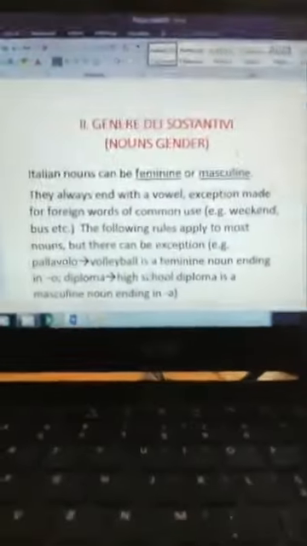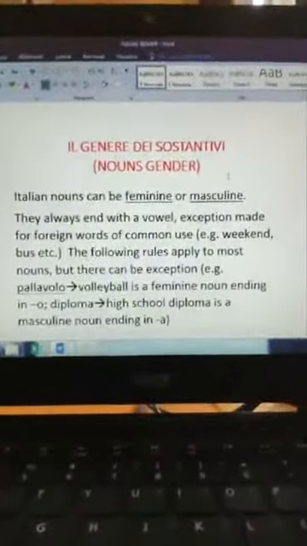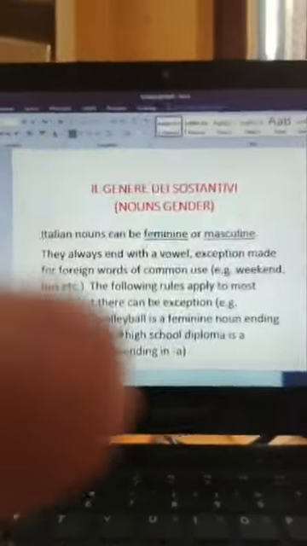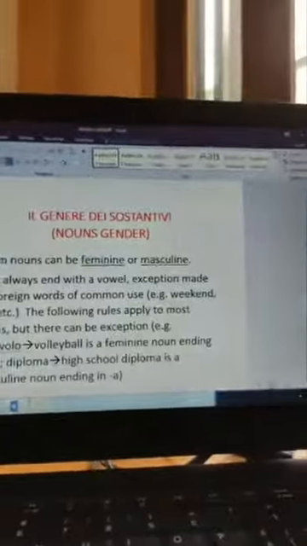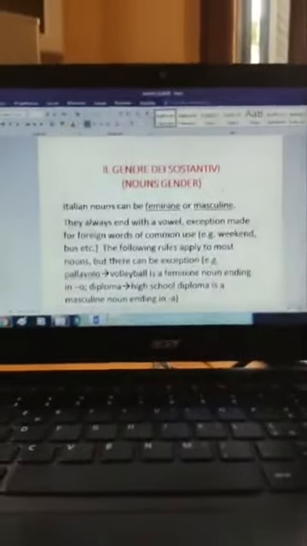Okay, let me move the camera. How do I change this? Technology is not my strongest suit, guys. Oh, okay, there it is. Alright. So, il genere dei sostantivi is the noun's gender. Let me put something in front of my phone so it can hold. Okay. Any new comments? No.